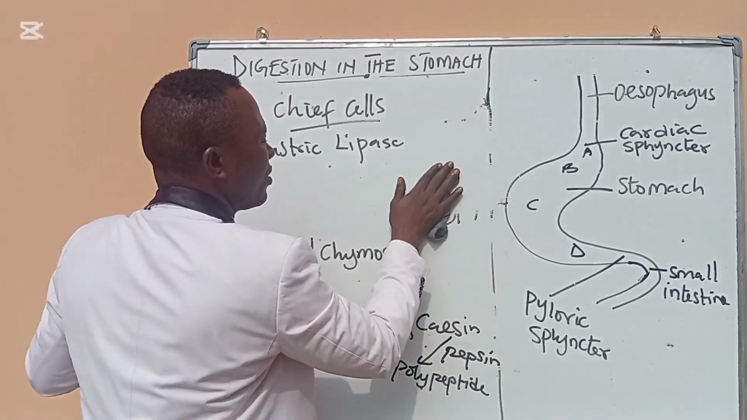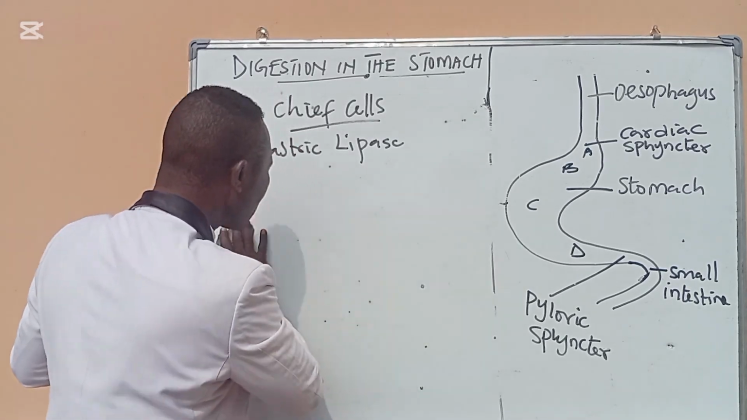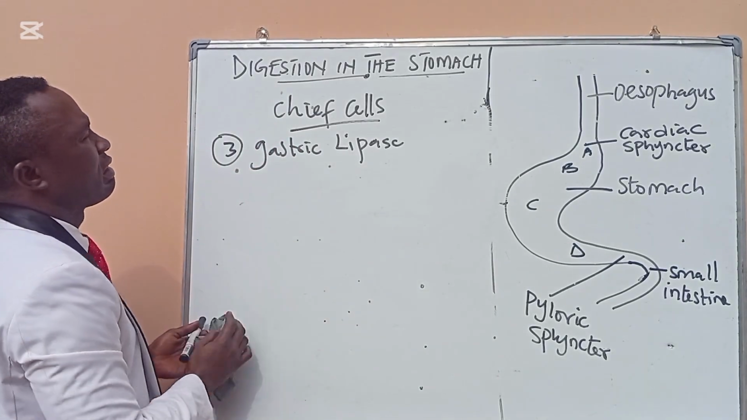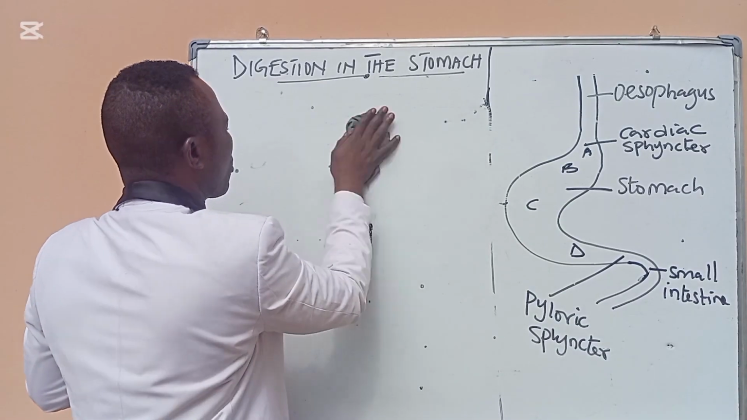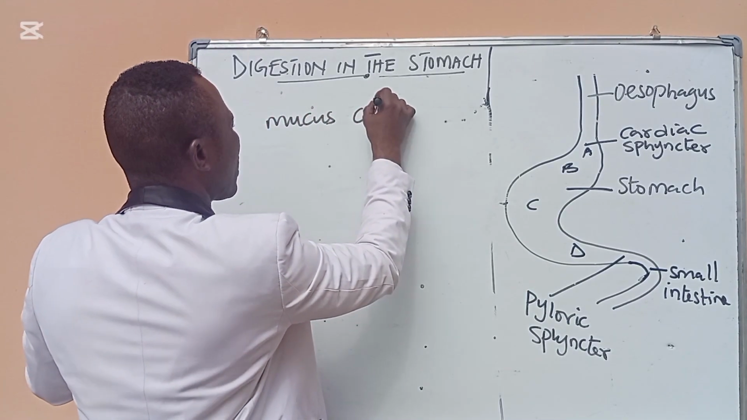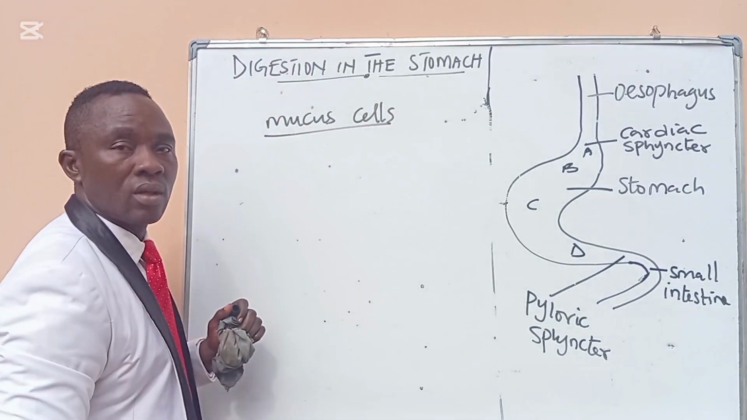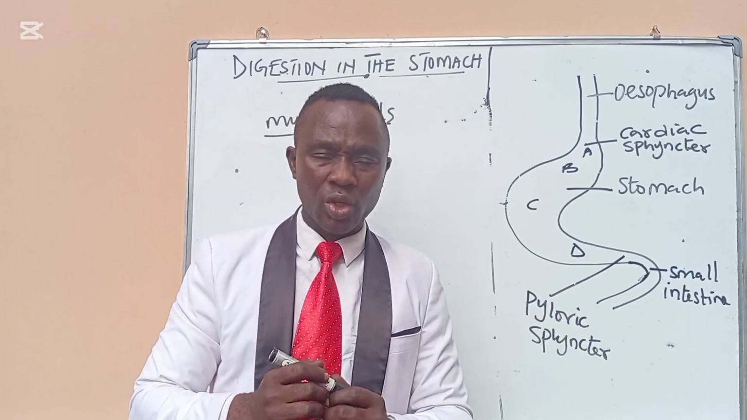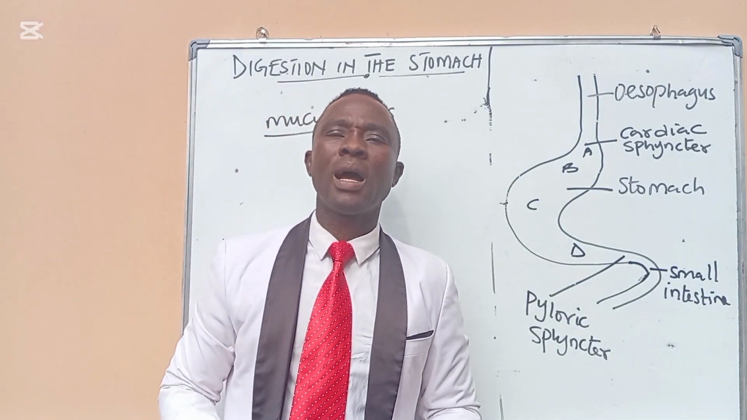Now, having talked about the second cells of the gastric gland, we come to the third. The third is the mucus cells. The mucus cells secrete what? Mucus. The function is to what? To protect the walls of the stomach from acid.